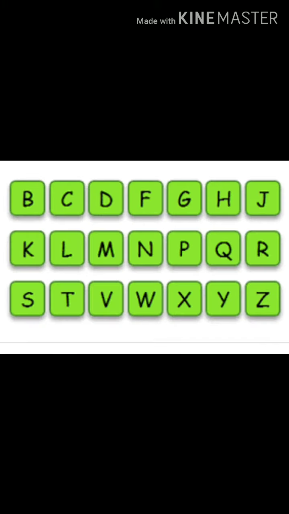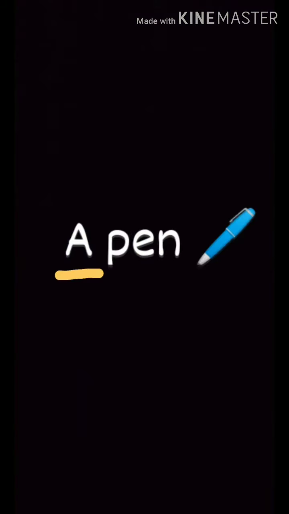Students, a is used before a noun starting with consonants. We use a if that word begins with consonants. Okay? Have a look. These all are consonants. For example, a tree. A pen.